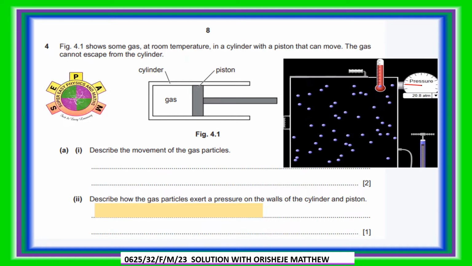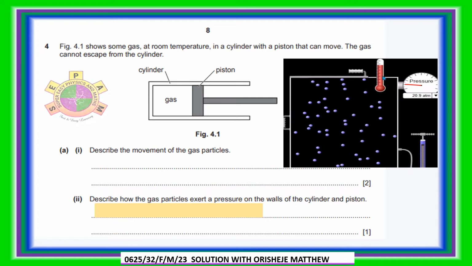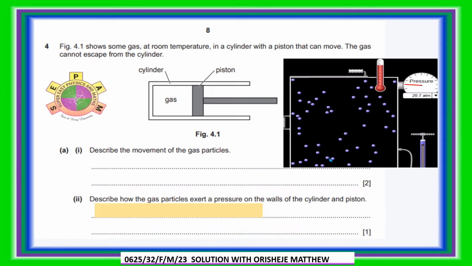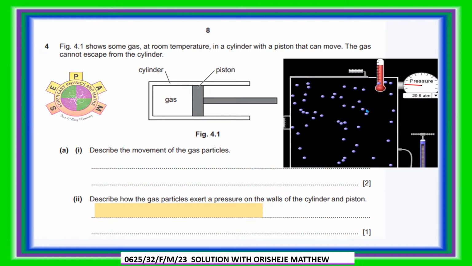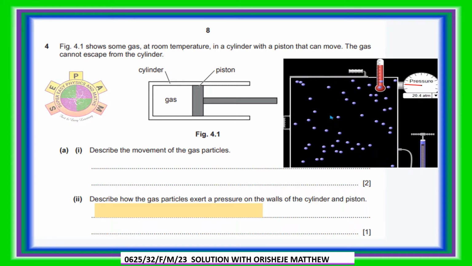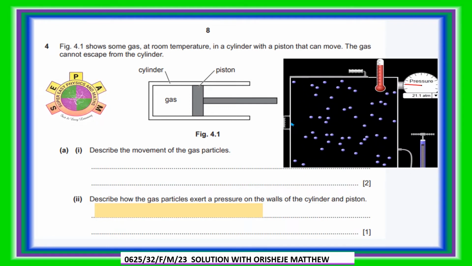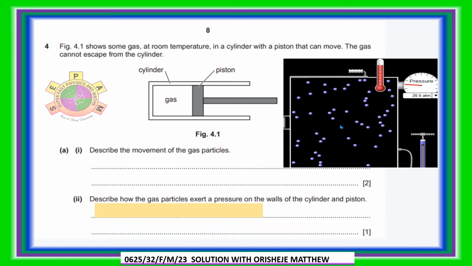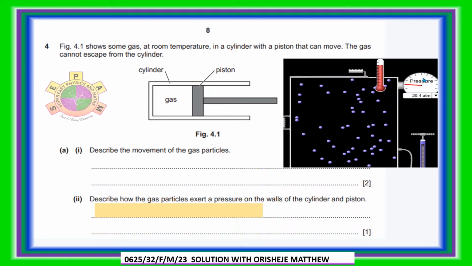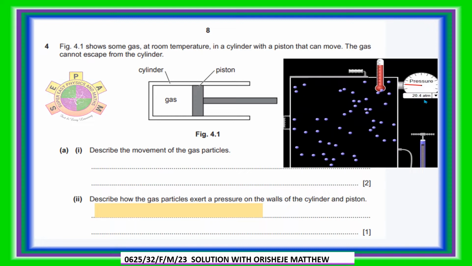This is the particles of gas moving inside the gas jar. You can see that the particles are moving randomly in different directions at high speed, and the particles collide with the wall of the container and bounce off. The collision of the particles with the wall of the container is what is responsible for the pressure of the gas. So the higher the rate of collision, the higher the pressure.